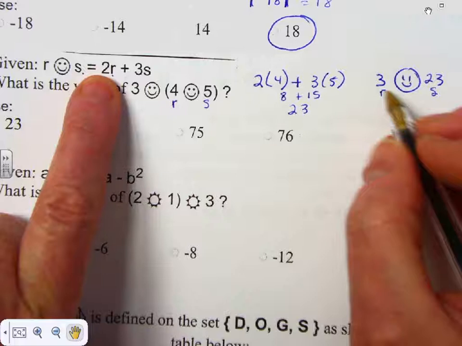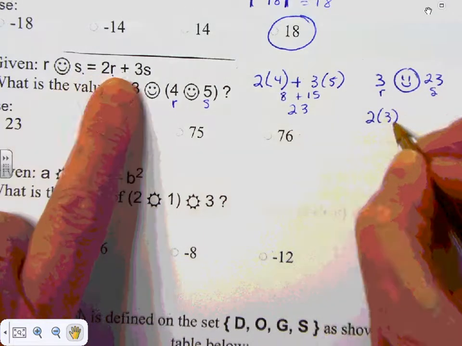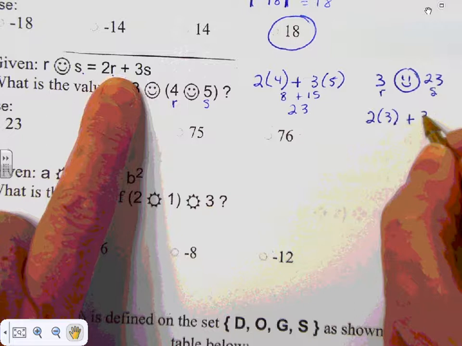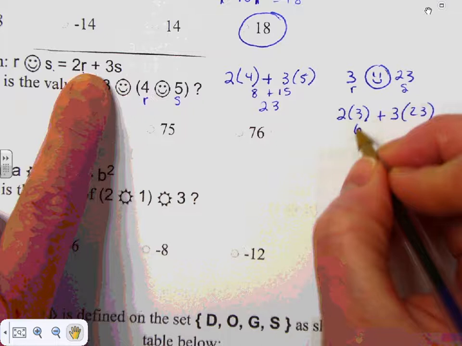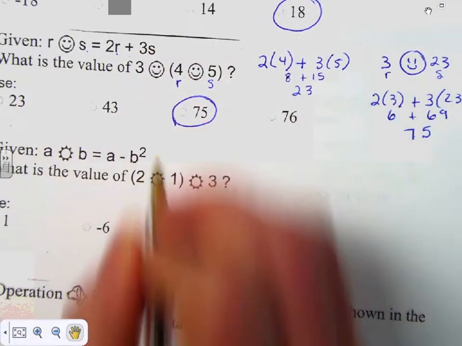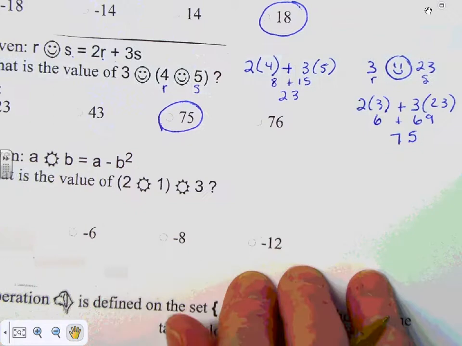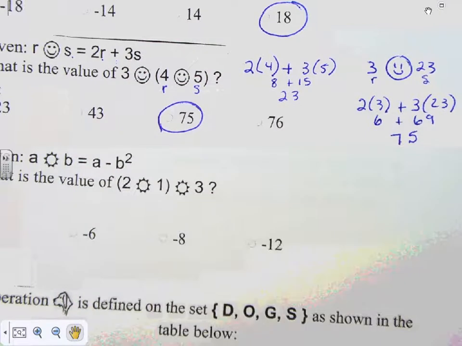Follow the rule for a second time. So 2 times the R value, which is a 3, plus 3 times the S value, which is a 23. So 6 plus 69, 75. Evidently it is. It's whatever they're telling you in the rule is what you have to do. Okay, you got to pay attention to what the rule says. How are you doing so far? Pretty good? All right.